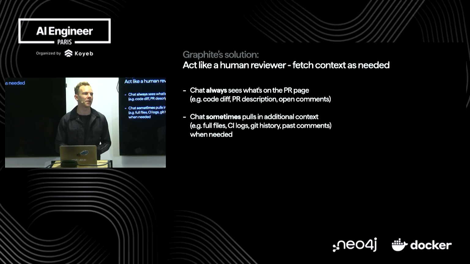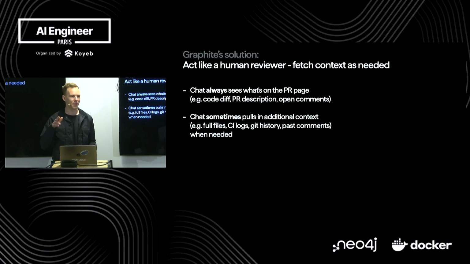So Graphite's solution to this is really to act like a human reviewer. Given that LLMs are trained on human-generated data, we took the design principle of making this behave as human-like as possible. The way we do that is we just fetch the context as we need it. By default, Chat sees what's on the PR page, just like a human reviewer would. So you get the code diff, the PR description, open comments, and anything that's visible by default. And then we give Chat tools so that it can pull in additional context as it discovers things that it wants to explore more.